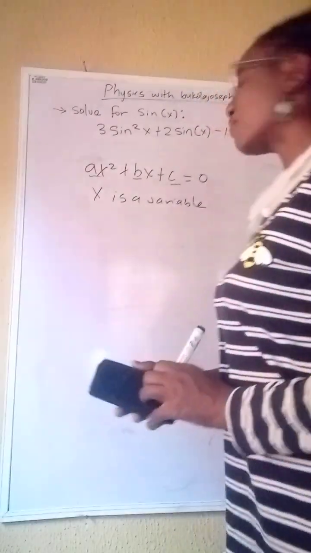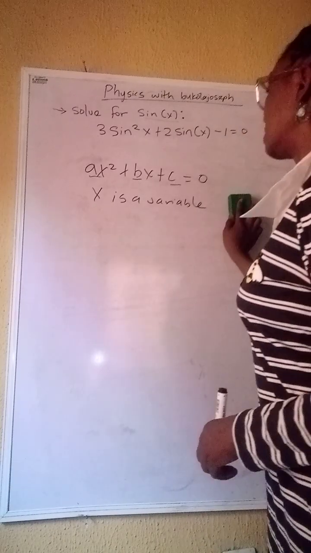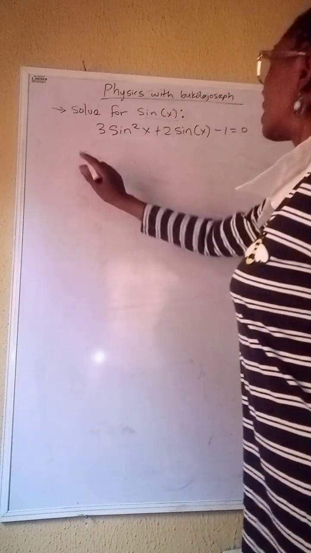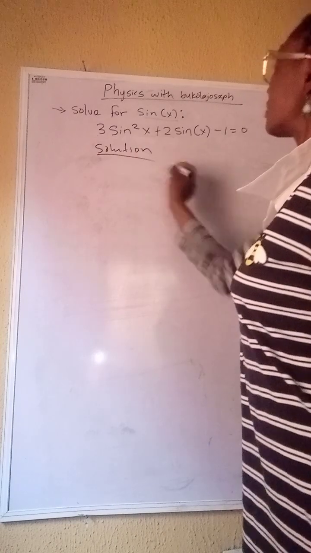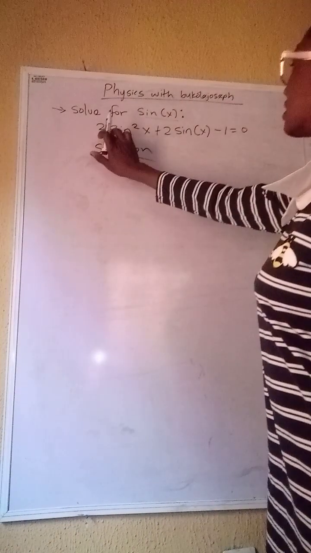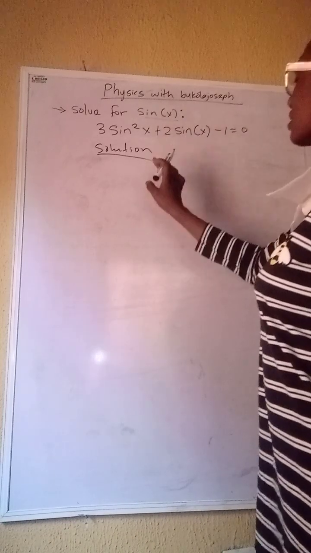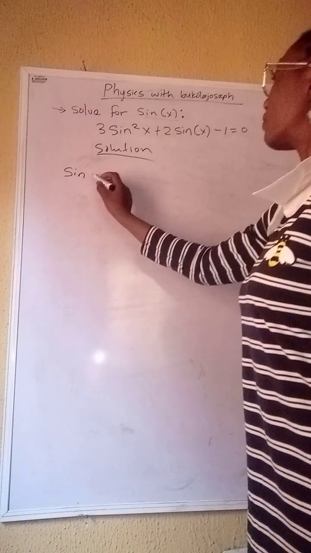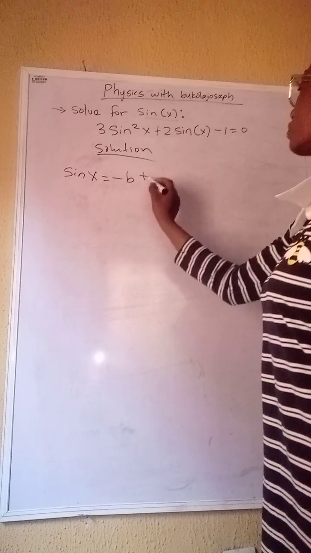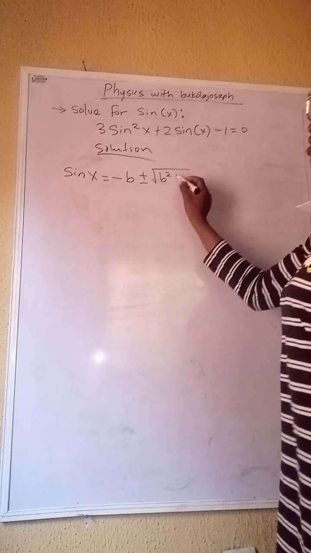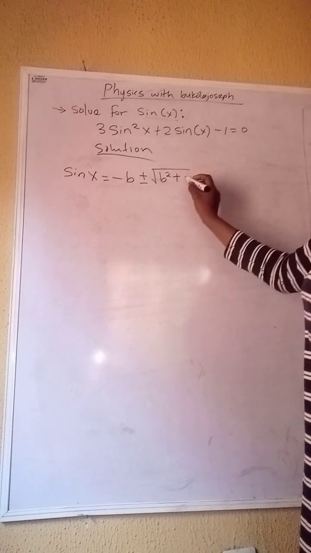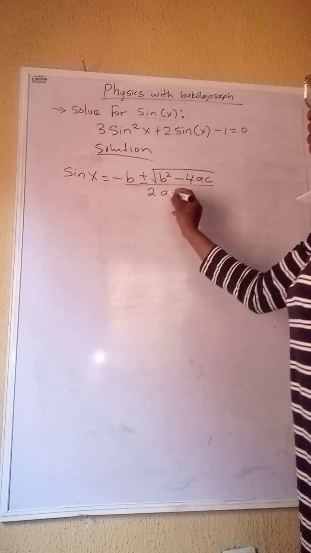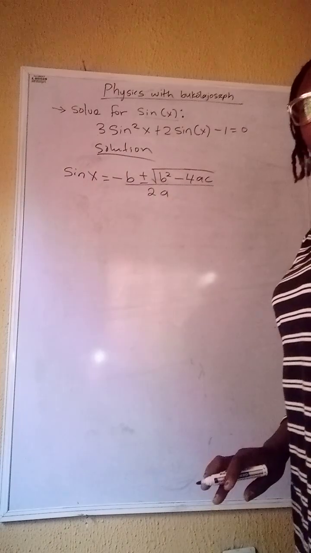So now that we understand what a quadratic equation is, we are going to apply this principle to solve the problem on the board. From the quadratic equation, we know that this is a constant, this is a constant, this is a constant, and x in this expression is sine x. So we are going to use the quadratic formula, sine x is equal to minus b plus or minus the square root of b squared minus 4ac, all over 2a.